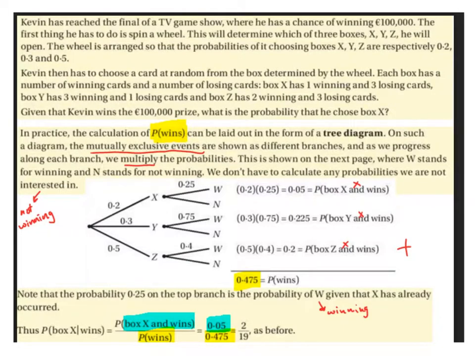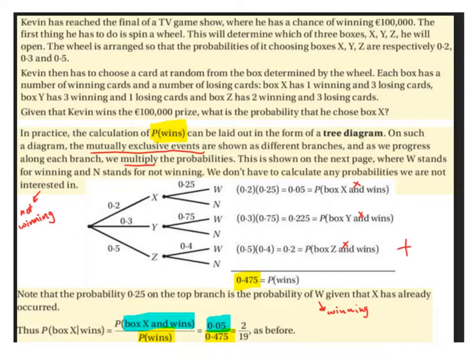So his options were to choose box X, box Y, or box Z. The probabilities were 0.2, 0.3, and 0.5. That was given to us in the question. If he chose box X, he could win or not win. The probability of winning is 0.25. If he chose box Y, he could win or not win. The probability of winning was 0.75. And if he chose box Z, he could win or not win. The probability was 0.4.